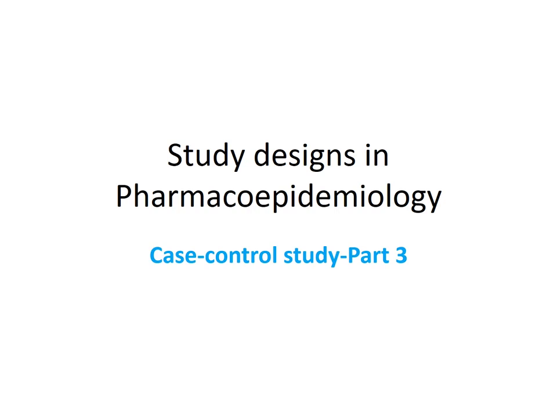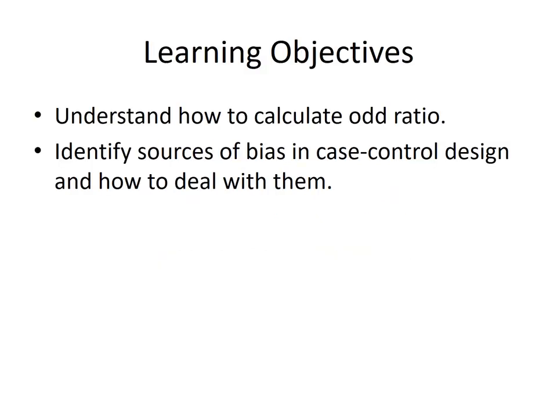Study Designs in Pharmacoepidemiology, Case Control Study, Part 3. Learning objectives: understand how to calculate odds ratio, and identify sources of bias in case control design and how to deal with them.